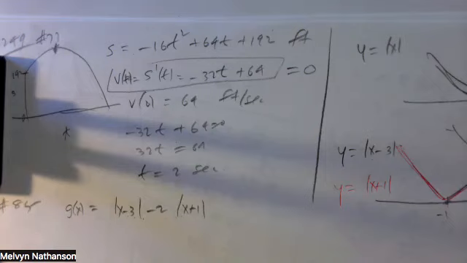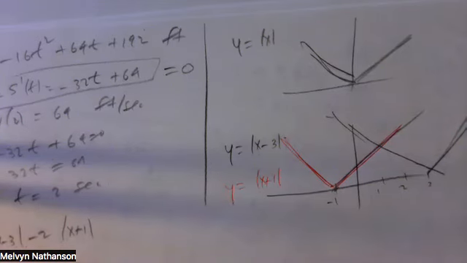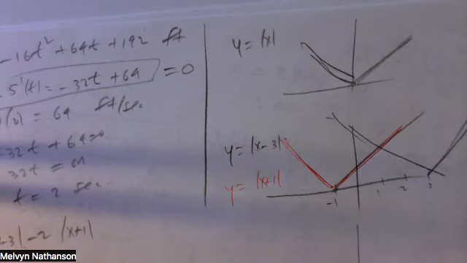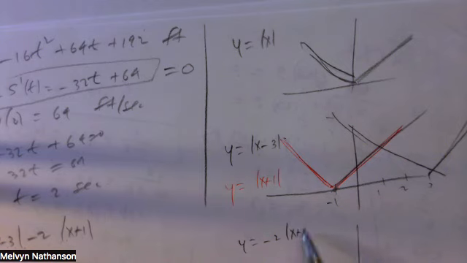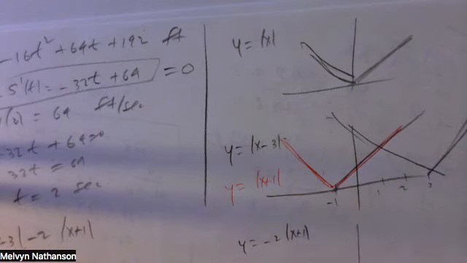So let's try and figure out what the graph of that is. What is the graph of y equals minus 2 times the absolute value of x plus 1? So this is the graph of y equal the absolute value of x plus 1. If you look at minus that, it's going down. And if you multiply it by 2, it's going down twice as fast.